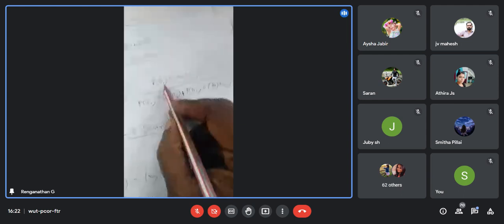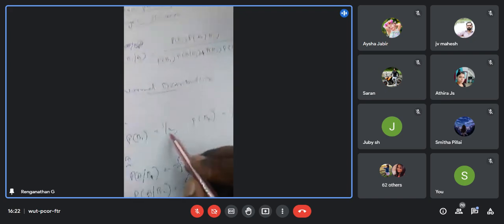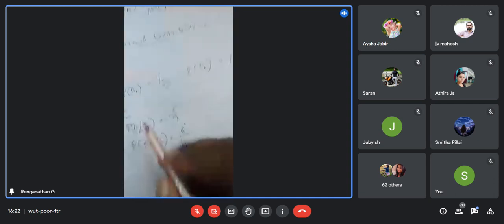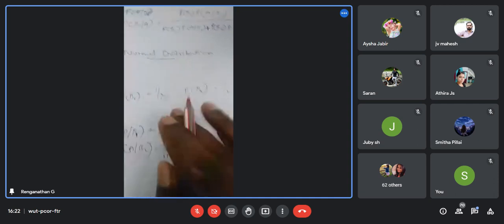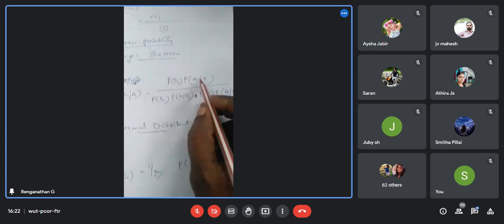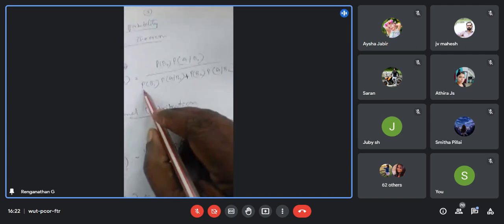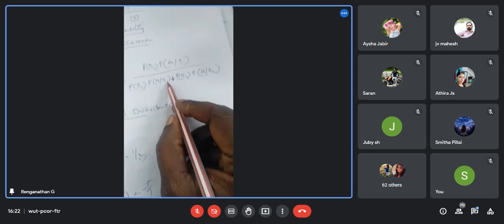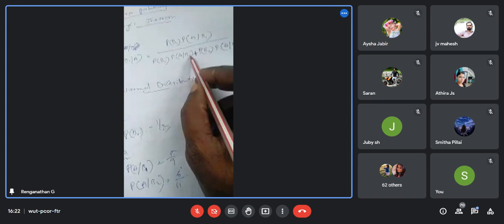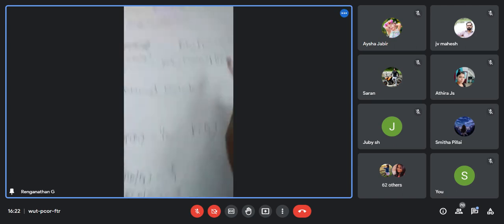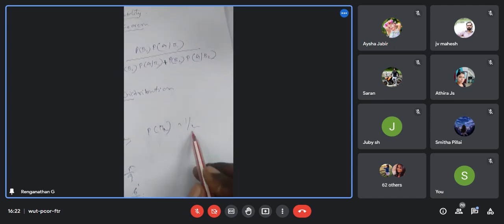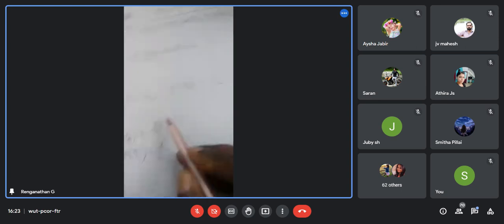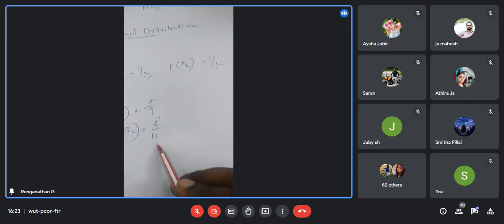Look at this formula. PB1. The value of PB1 is 1/2. Then probability of A given B1 is equal to 5/9. Then the numerator is over. Now come to the denominator. PB1, which is 1/2. PA of B1, it is 5/9. Then plus PB2. Probability of B2 is 1/2. Okay. Then PA of B2, which is 6/11.